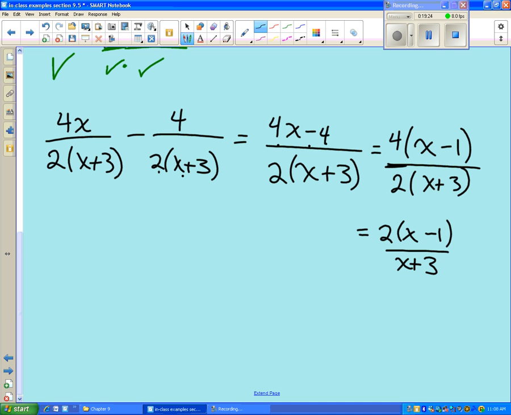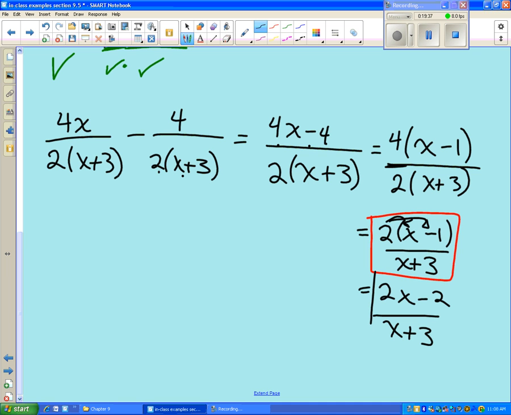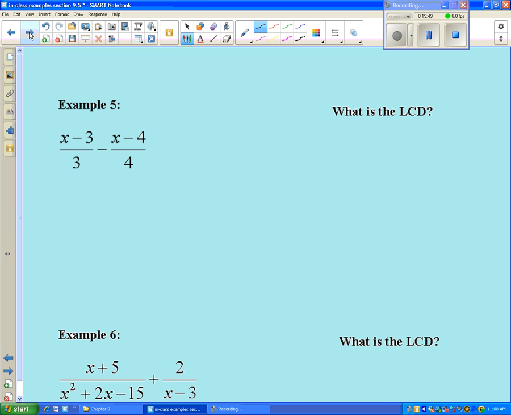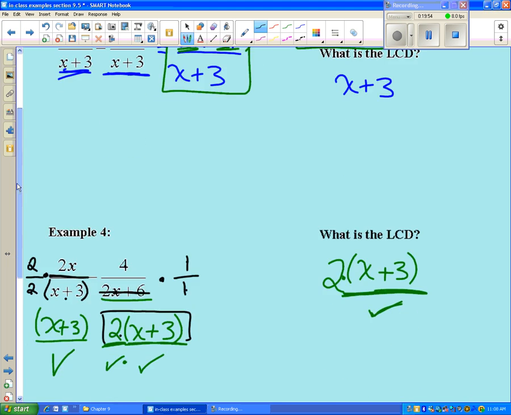I could leave my answer like this, but a lot of times I like to go ahead and distribute that 2 out and get 2x minus 2 over x plus 3. Both of these answers are correct. This one is in a factored form, and this one is not in a factored form. So either of those will work. Let's try our next example. Did I miss an example 4?